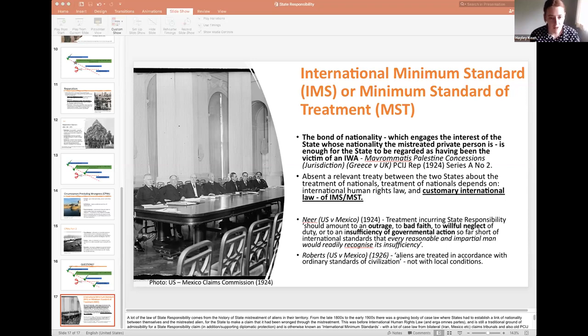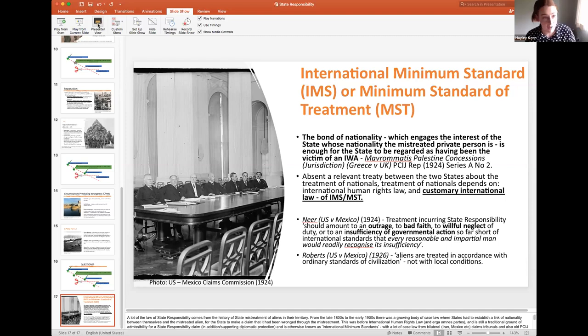So it's one of those things where a state can now claim state responsibility because an individual that went into another country was treated so poorly. In the US and Mexico tribunals, they claim a very high bar. Some of the cases say a total outrage, bad faith, willful neglect, insufficiency of governmental action. So it's very, very substantial.